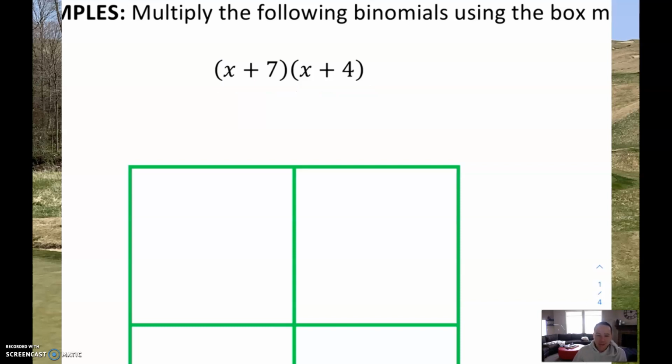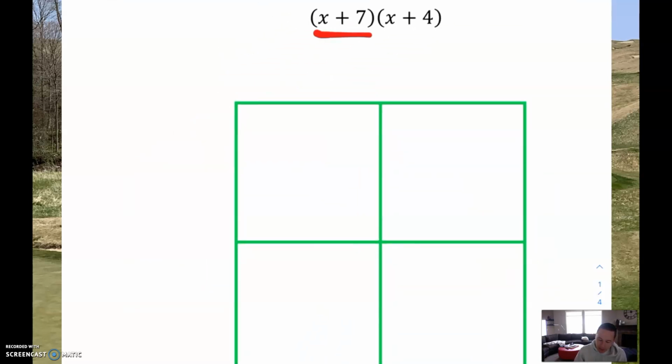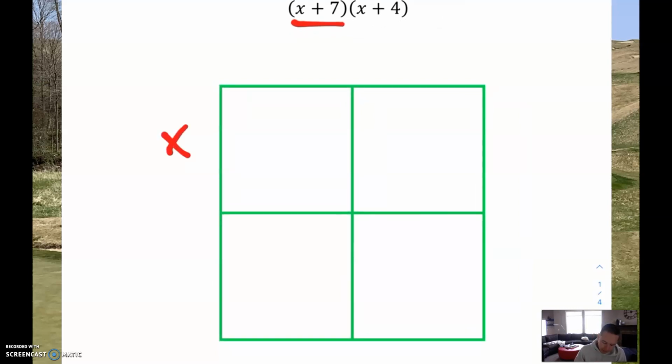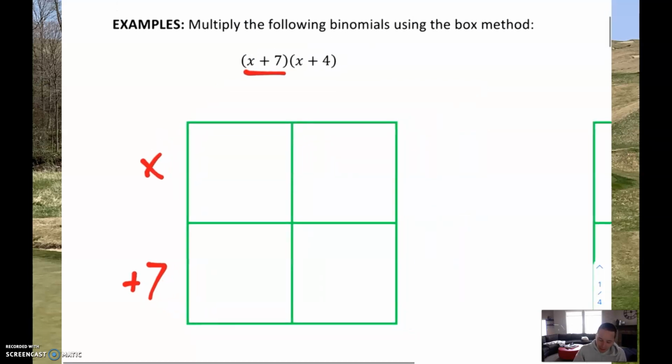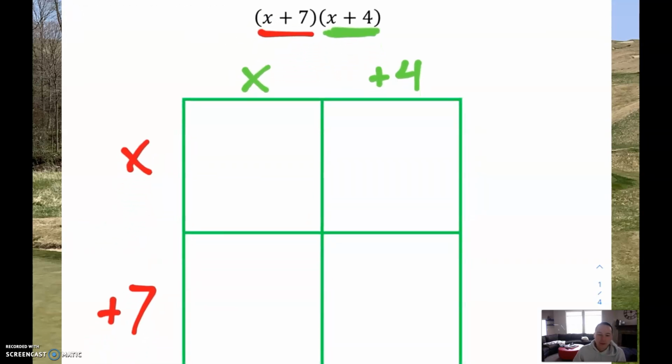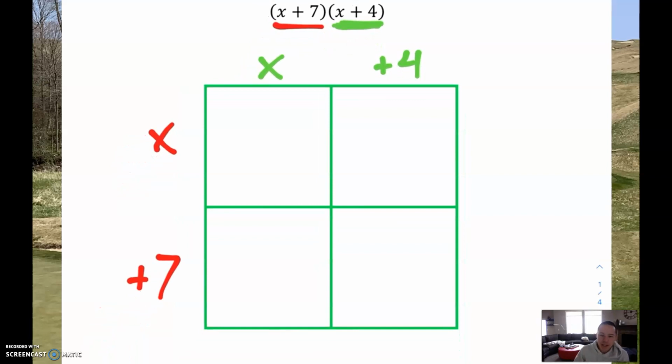And in order to do this, I'm going to take that first binomial, x plus 7, and I'm going to put each term going down the side of these boxes. So I'm going to have an x here, and then I'm going to put a plus 7 on the side. Now I'm going to have this x plus 4. I'm going to write that one going across the top. So the first term is the x, and the second term is the plus 4. And now we're going to multiply each of these terms together to fill in the boxes. And then we'll combine like terms at the end.